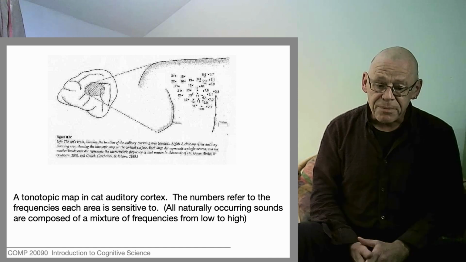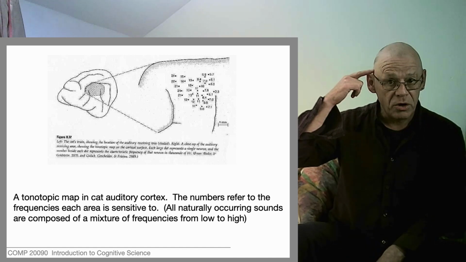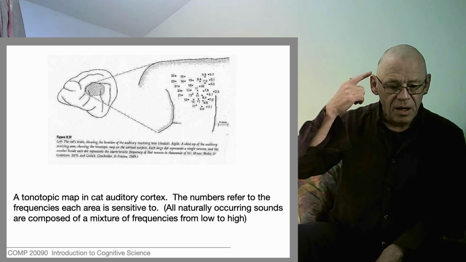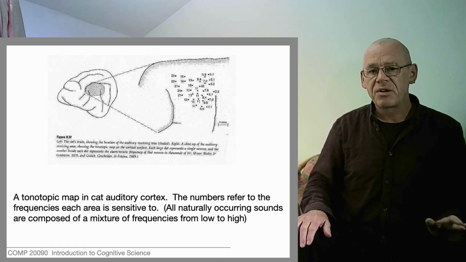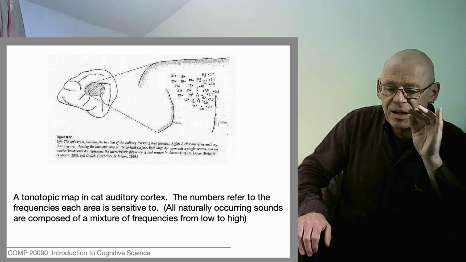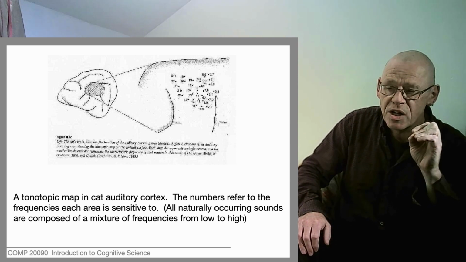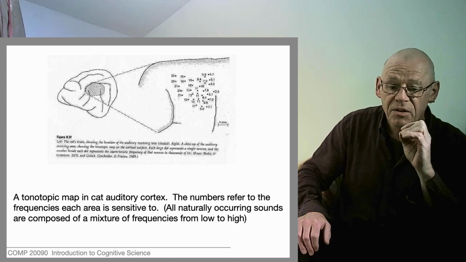And this shows you a cat brain, and the grey area on the left is the primary auditory area in temporal cortex on the side of the brain. And the rather complicated set of dots there shows you that the neuroanatomists have gone in and they've registered the sensitivity of individual nerve cells here to frequencies in the sound that the animal is hearing.